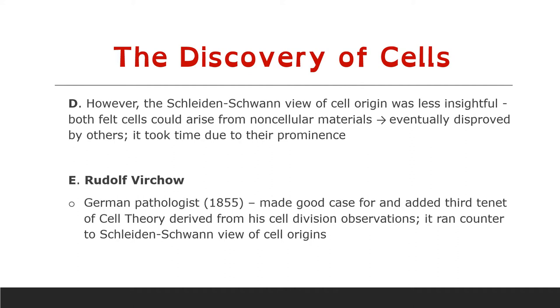So it took a really long time for them to identify how they could formulate theories to support how cells are reproduced or how they develop. One important contribution in the formation of the cell theory is the conclusion made by Rudolf Virchow, a German pathologist, who added the third tenet of the cell theory, derived from his cell division observations, and it ran counter to Schleiden's view of cell origins.